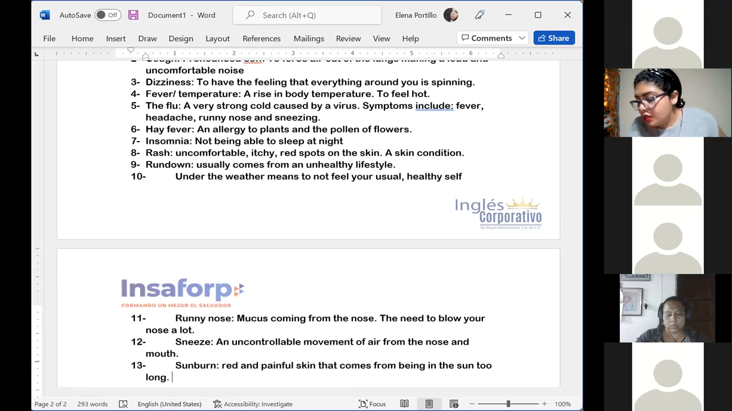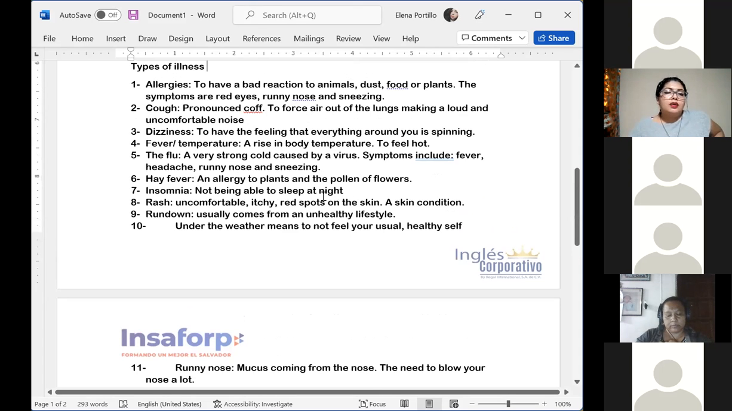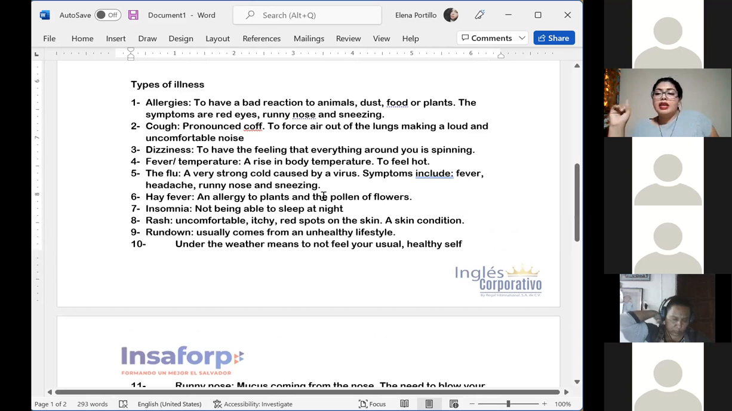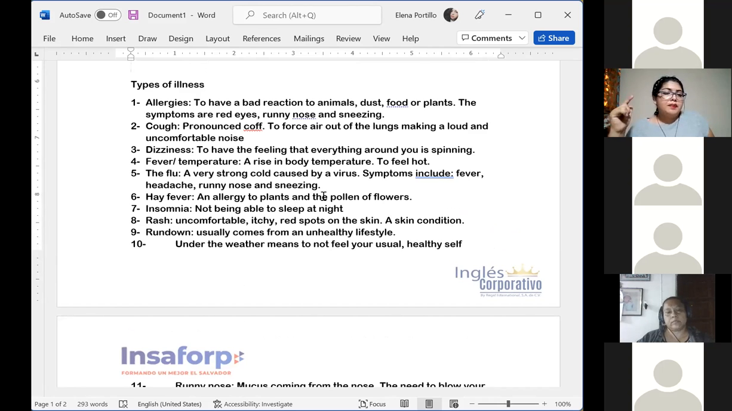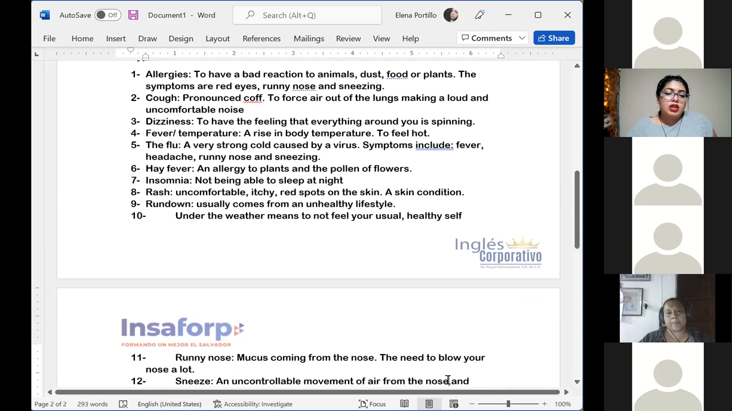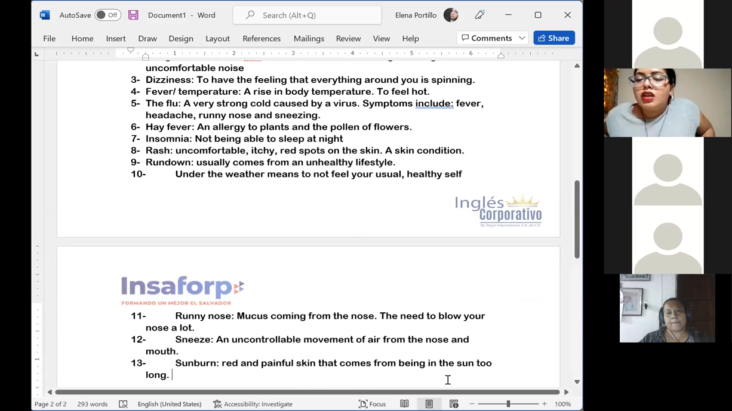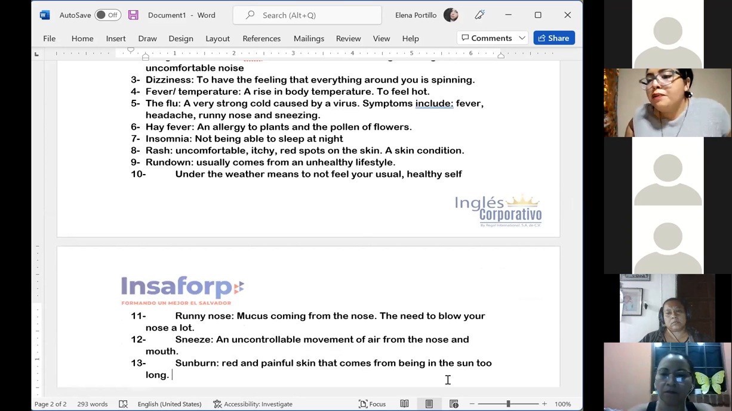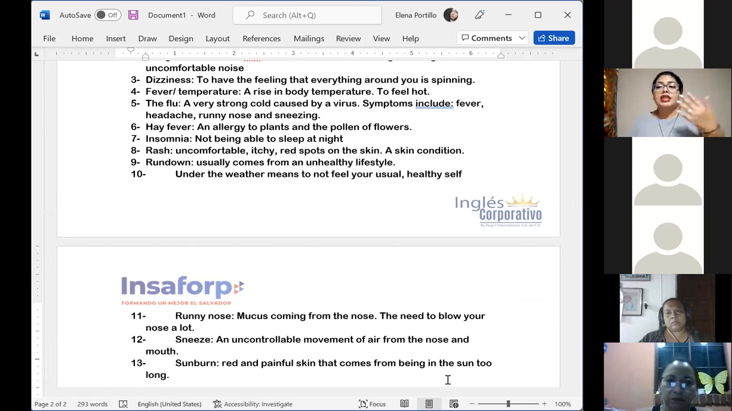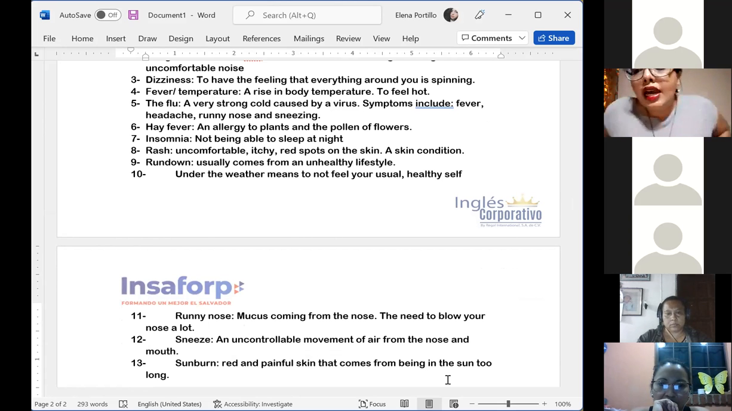Okay, we have a list of 13 words that we can use to talk about our health. And in this case, we have types of illness. And we have allergies, cough, dizziness, fever, the flu, high fever, insomnia, rash, rundown, under the weather. Then we have runny nose, sneeze, sunburn, but we know that we have a lot more words. Maybe bleeding, when we are bleeding, because we cut our hand, we have an accident, and a lot more words. But in this case, we are just doing a little vocabulary about illness.